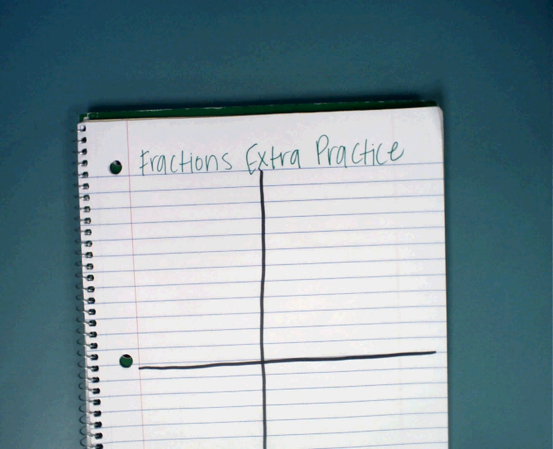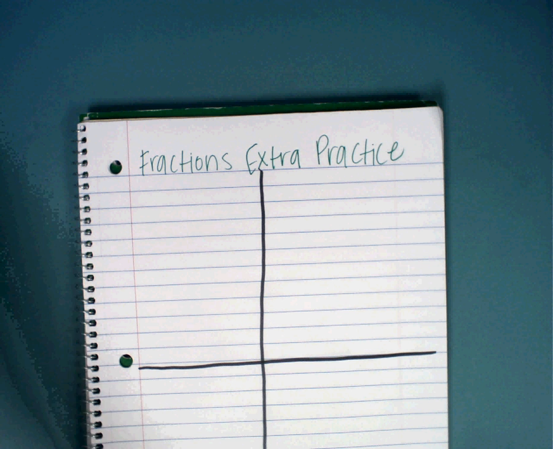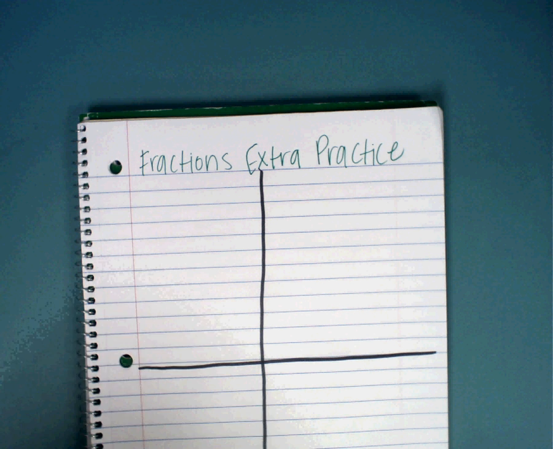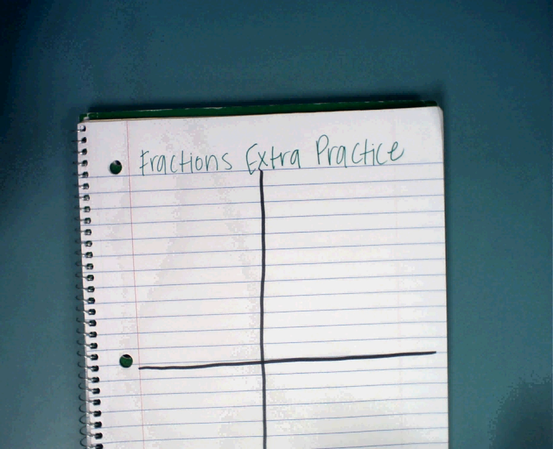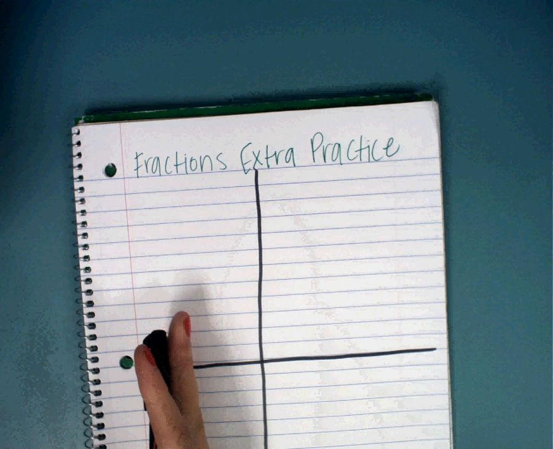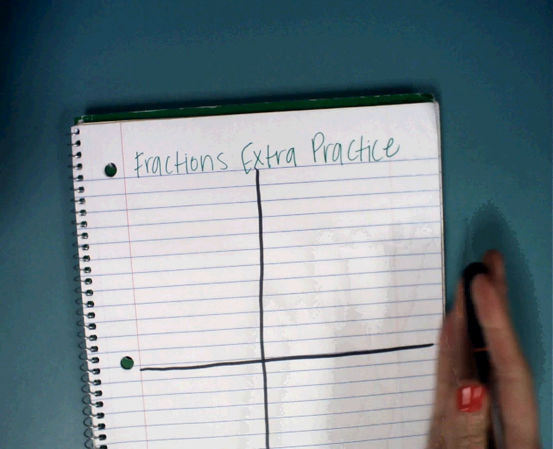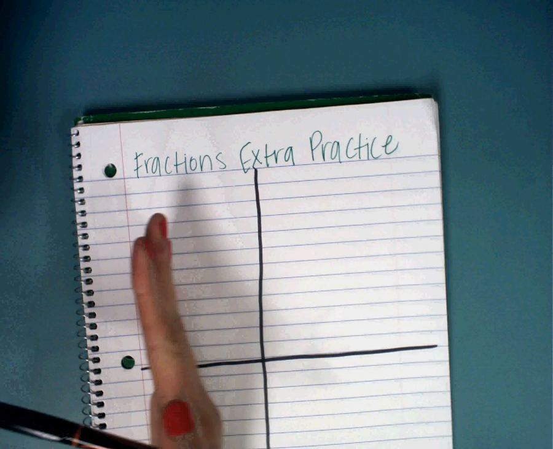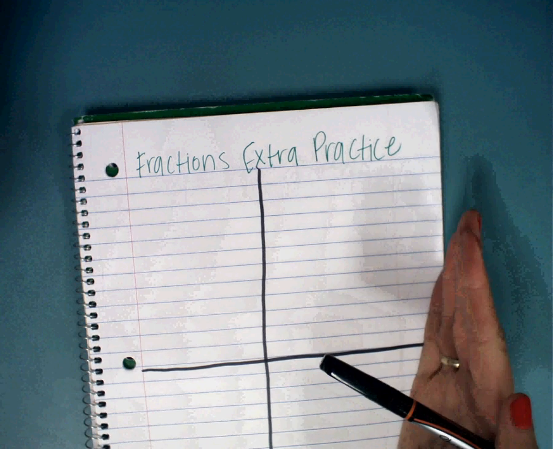So ordering fractions. What does order mean? Order means I'm going to put them in order, right? So I'm going to put them in order from least to greatest or greatest to least according to their value. If it's least to greatest, I'm going to start with the smallest fraction, and then my fractions are going to get bigger as I'm listing them. If I'm going greatest to least, I'm going to start with the biggest fraction, and they're going to get smaller as I'm listing them.